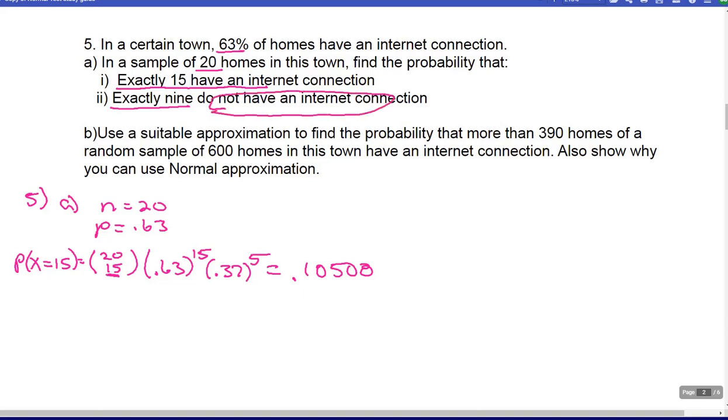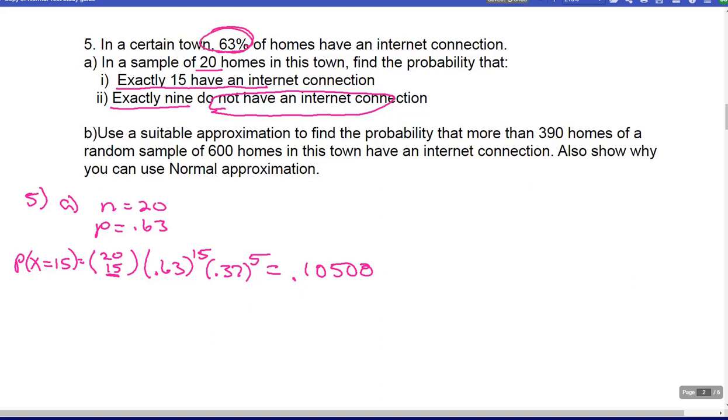All right. So what happens is I have a new p, because remember, the probability of success is the thing I'm interested in. It doesn't mean good or bad. In the first one, success was having an internet connection. What was the probability of that?